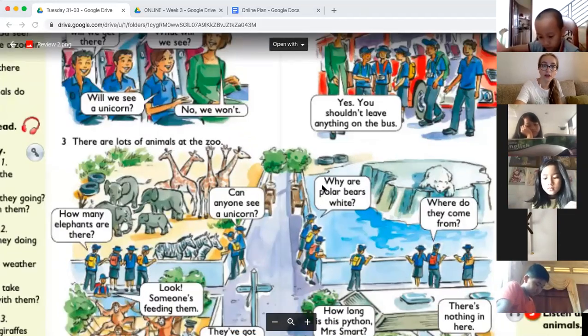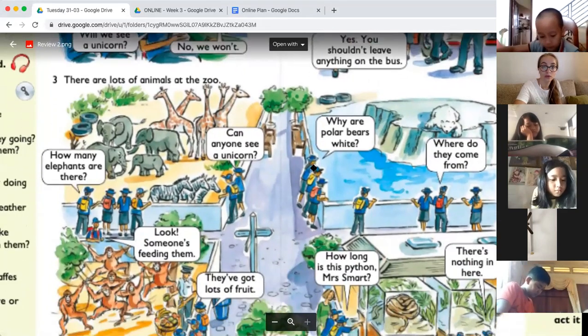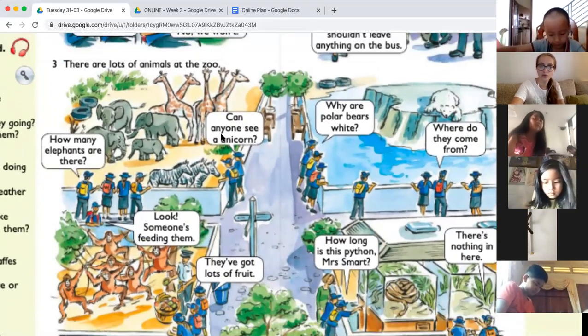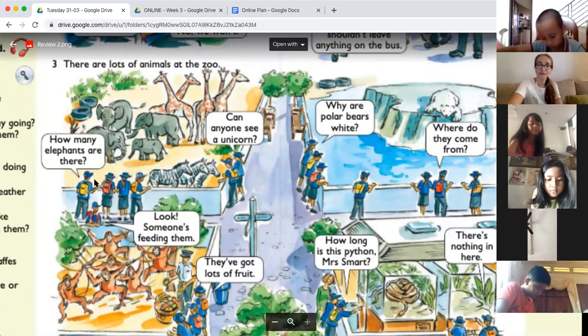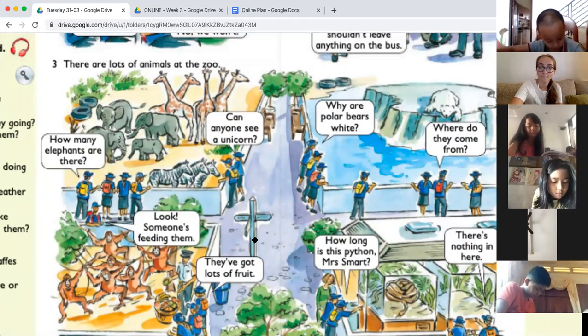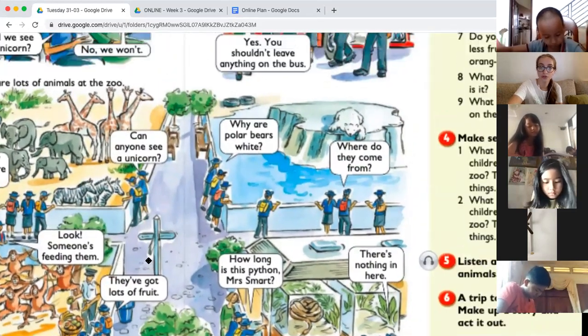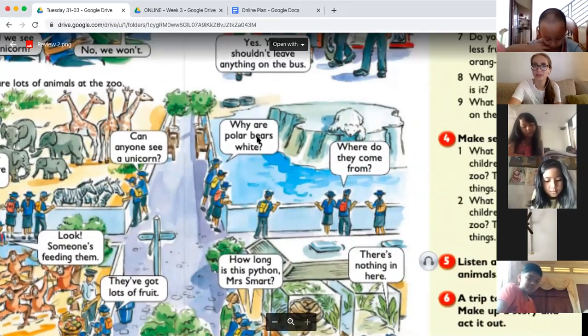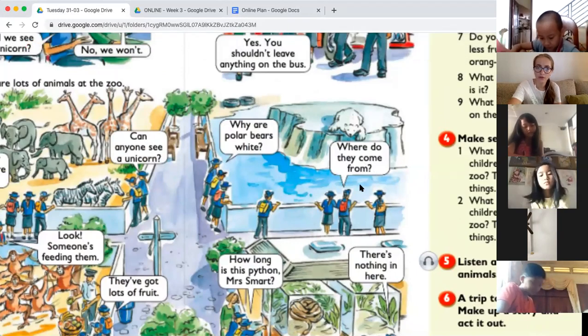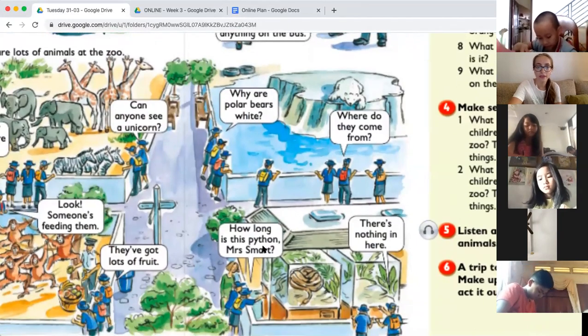There are lots of animals at the zoo. Can anyone see a unicorn? How many elephants are there? Look, someone is feeding them. They've got lots of fruit. Why are polar bears white? Where do they come from? How long is this python, Mrs. Smart? There's nothing in here.